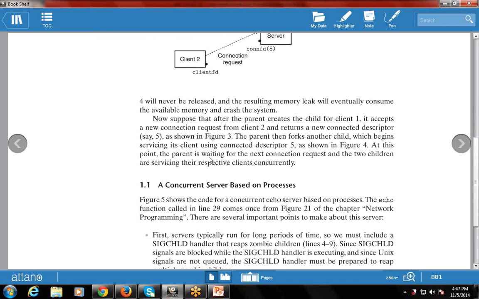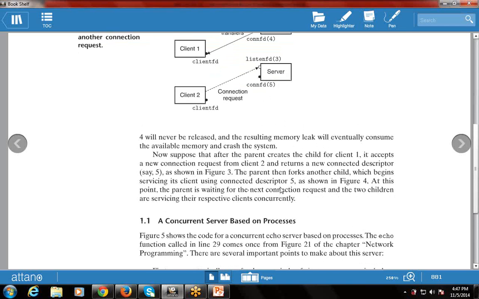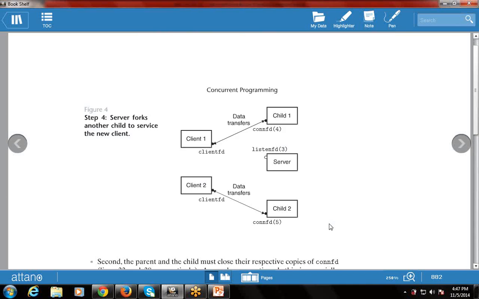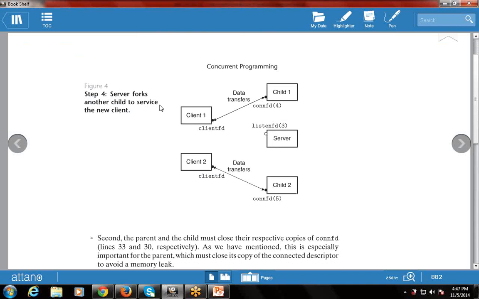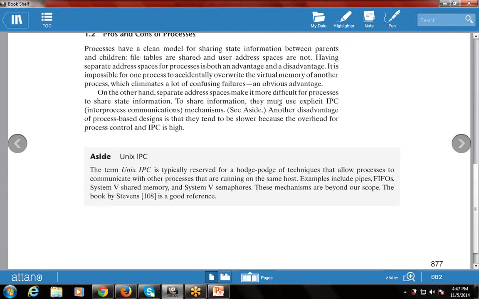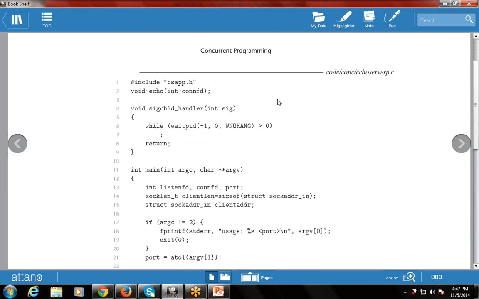The next topic is a concurrent server based on processes. Figure number 5 shows the code for a concurrent echo server based on processes. First of all, a server typically runs for a long period of time, so we must include a SIGCHLD handler, otherwise it leaves zombie children. The server forks another child to service the new client. This is figure number 5, showing how the echo server maintains the clients.